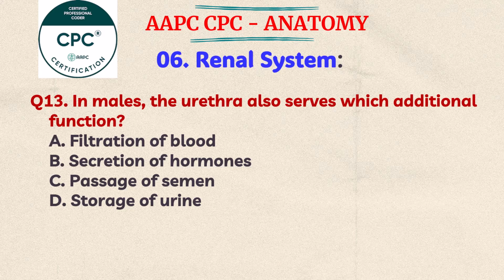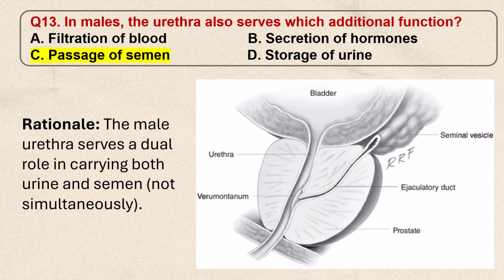Question number 13. In males, the urethra also serves which additional function? A. Filtration of blood, B. Secretion of hormones, C. Passage of semen, D. Storage of urine. Think the answer. The correct answer is C.